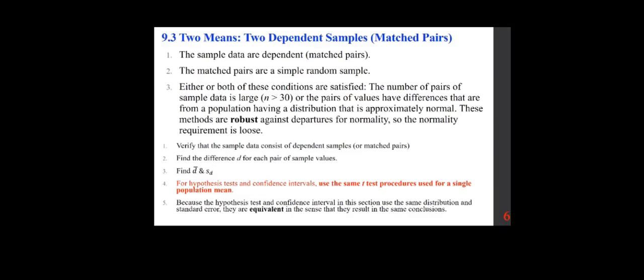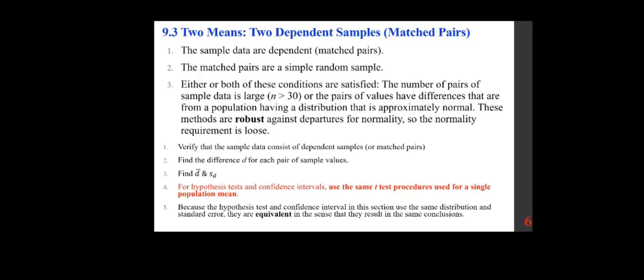The sample data are dependent. That means we're dealing with matched pairs. We are dealing with a simple random sample always. I can't emphasize the importance of that. And the number of pairs, n, is large. How large is large? When n is larger than 30. And if that's not the case, then we should have a population which is normal or approximately normal.